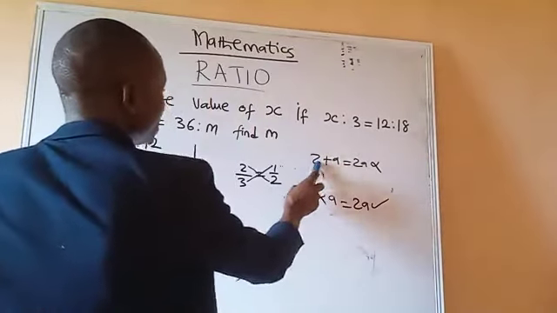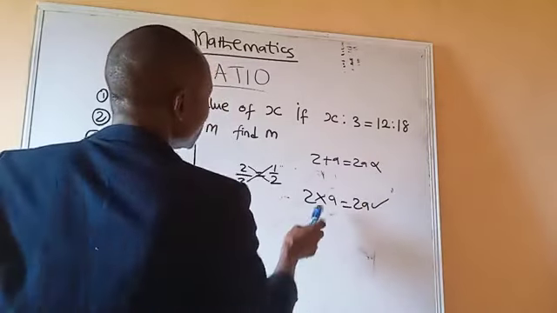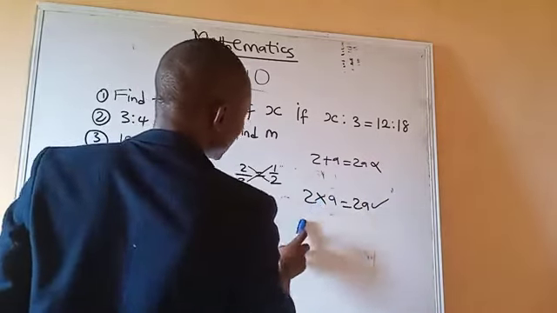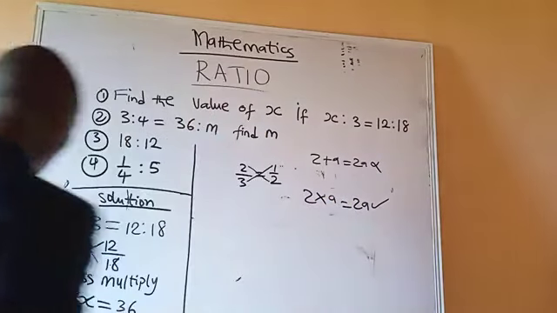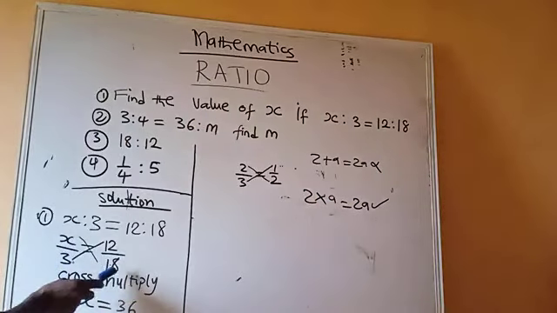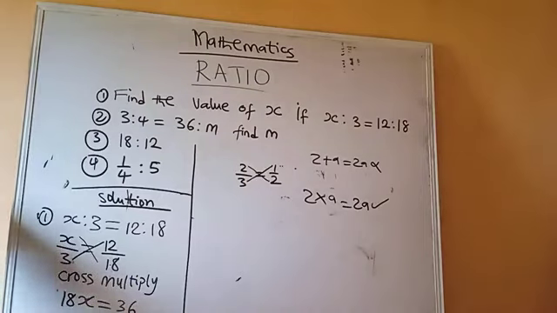So this and this is not going to give you this. Do you understand? But when you multiply, 2 times a will give you 2a. That's exactly what we did here. X times 18, 18x. 12 times 3 or 3 times 12 will give you what? 36.